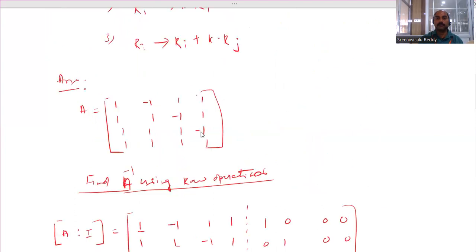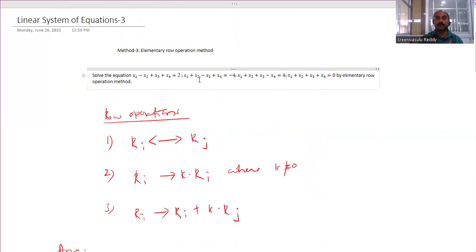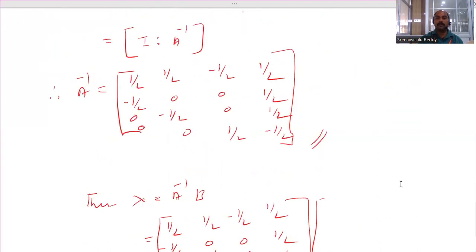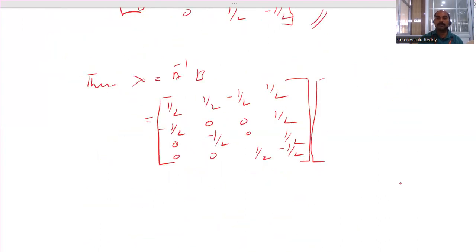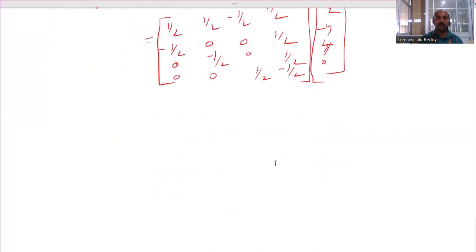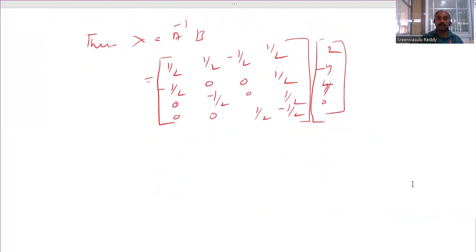See, the right hand side bounds: 2, minus 4, 4, 0. Sometimes they may ask up to A inverse. Using elementary row operations, find A inverse. That time you apply the row operations and find A inverse, up to A inverse only.